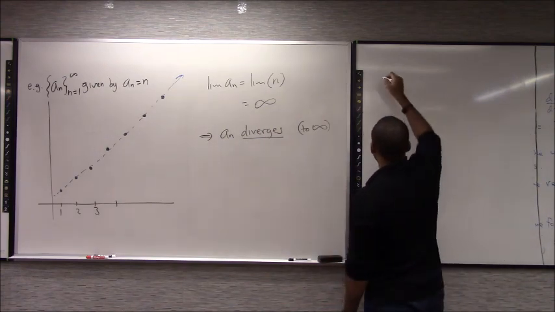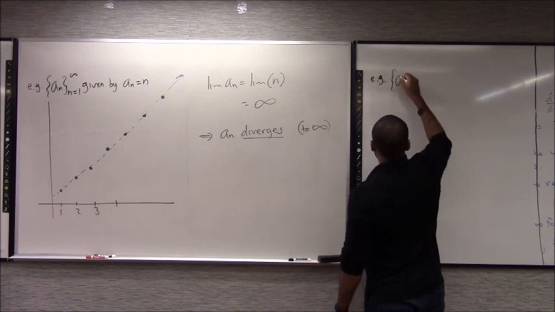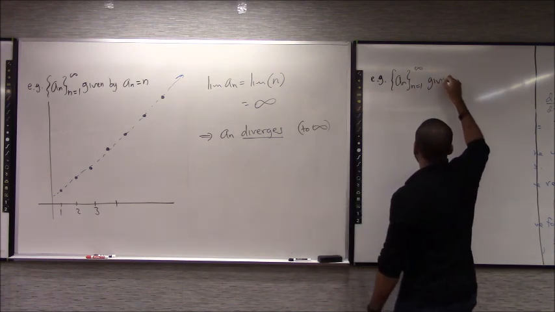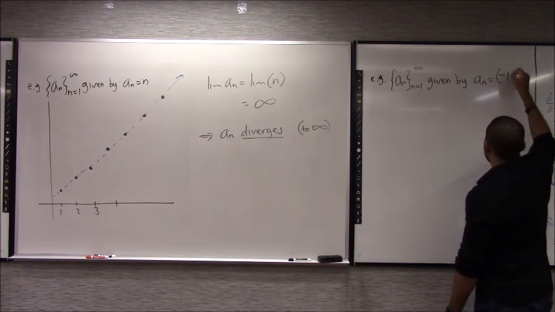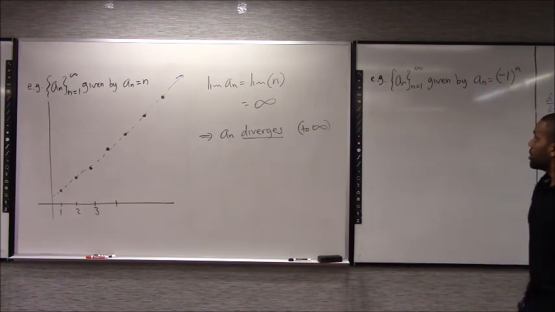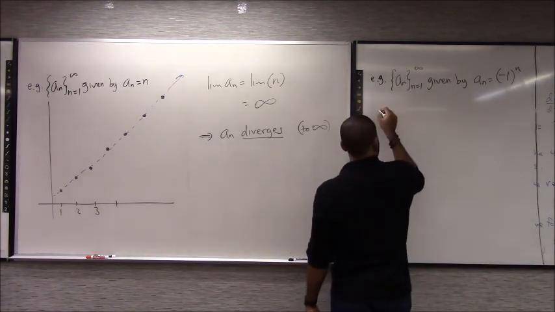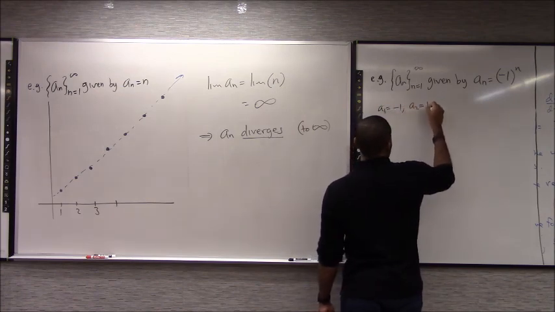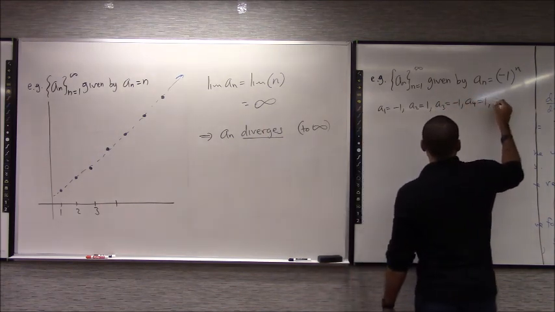So for example, I can talk about the sequence a_n given by a_n equals (minus 1) to the n. Now, what does that actually look like? Well, that basically says a_1 is going to be minus 1, then a_2 is going to be 1, then a_3 is going to be minus 1, then a_4 is going to be 1, etc.